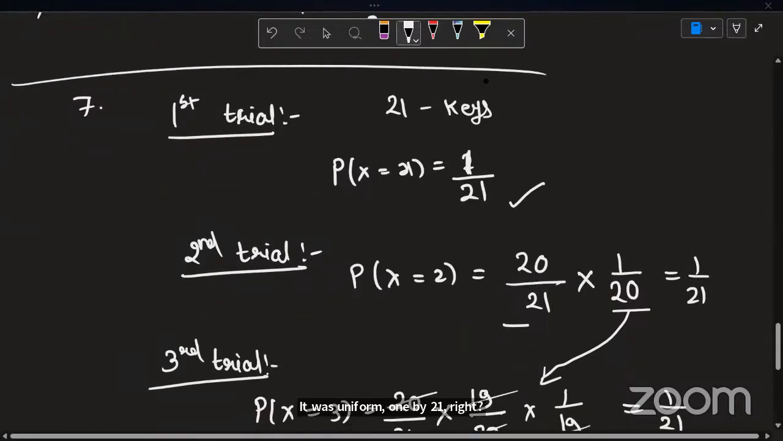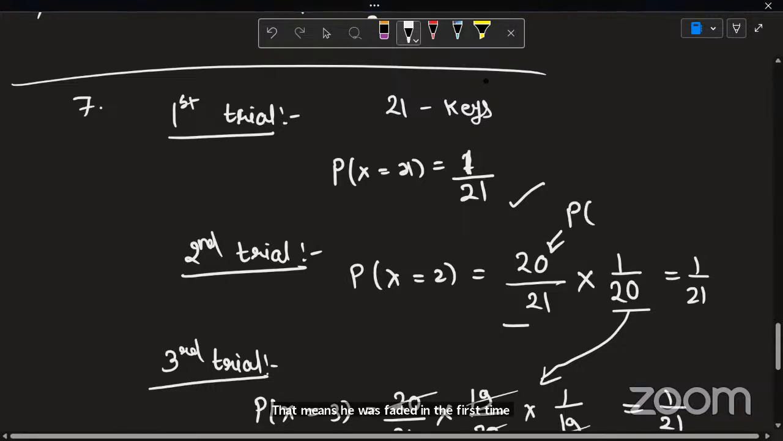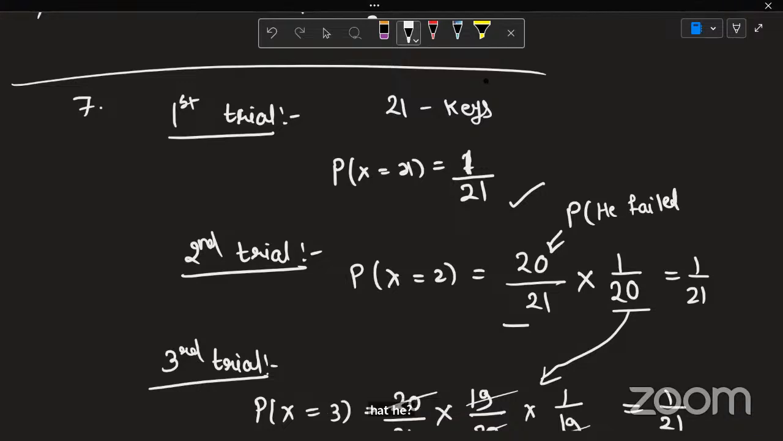For the second trial, the condition is that he failed on the first trial, and only then will he go for the second trial. If he succeeds on the first trial, he will never go to the second trial, right? So when we are calculating the probability for the second trial, that means he failed in the first trial. That is the probability that he failed in the first trial, so it will be 1 minus 1 by 21.